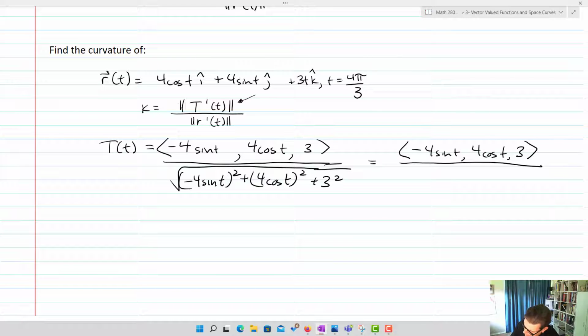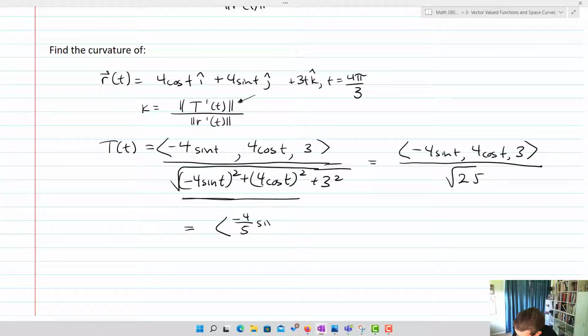So that ends up being the square root of 25. And so consequently, our unit tangent vector is going to be negative 4/5 sine t, 4/5 cosine t, and 3/5. Okay? Now, so that's T of t, and what we need to do now is find T prime of t.